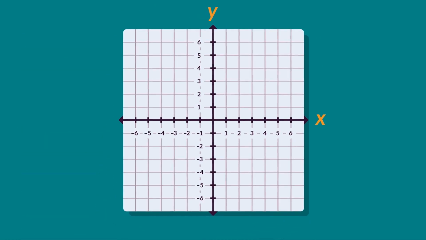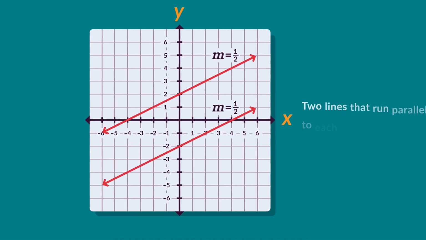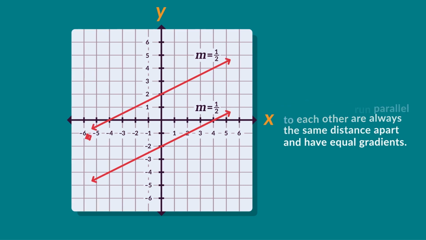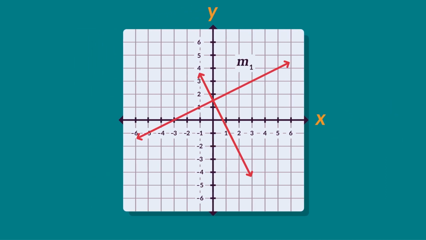Many different lines can have exactly the same gradient. For example, these two lines both have a gradient of a half and are therefore parallel to each other. When we calculate the gradients of two lines that are perpendicular to each other, they will have a certain relationship between their gradients. Have a look at this.